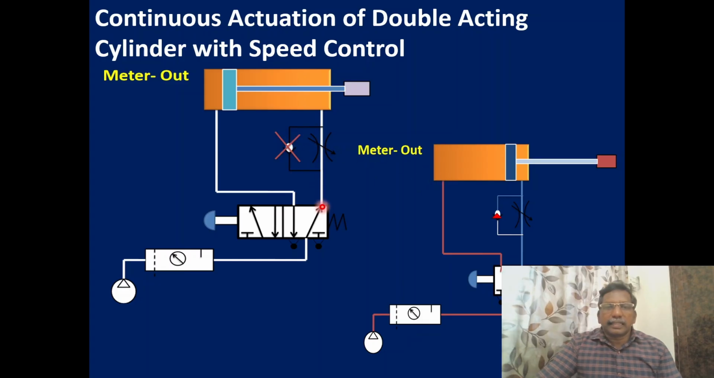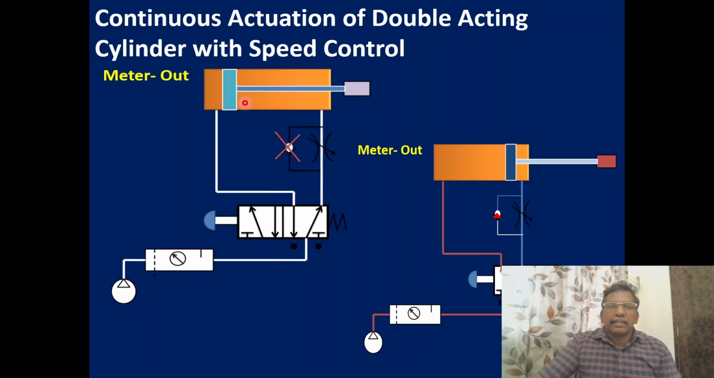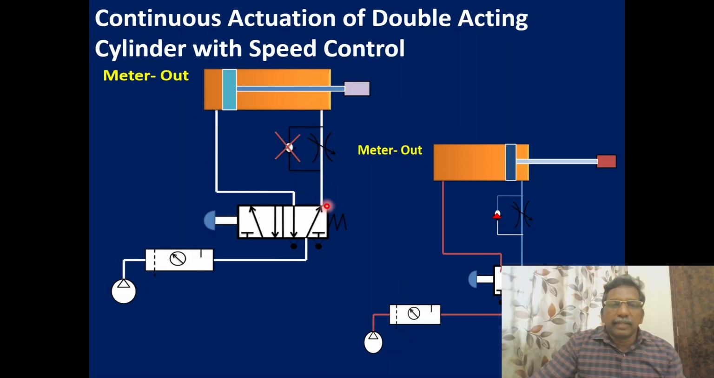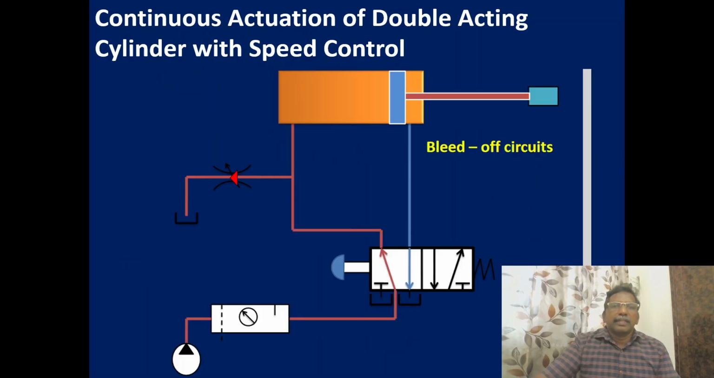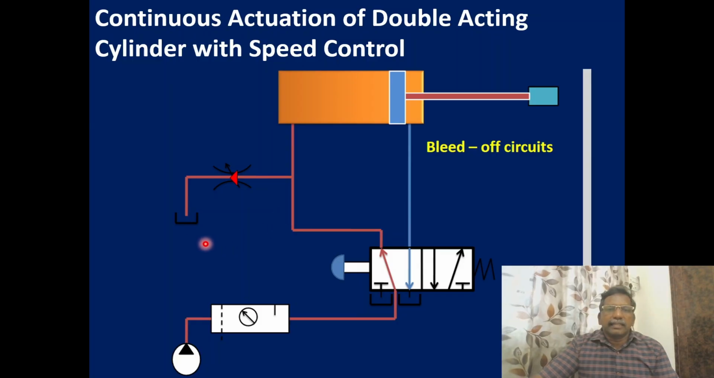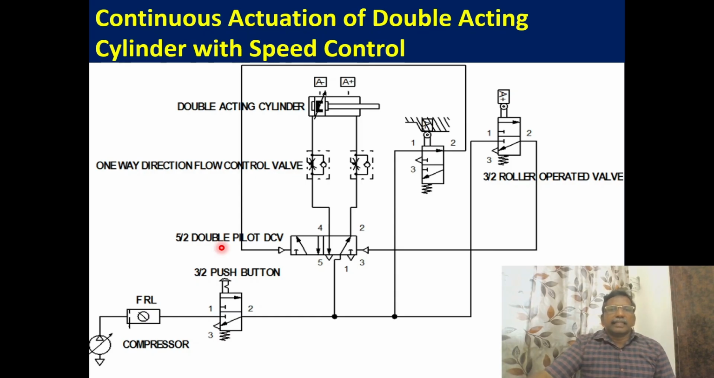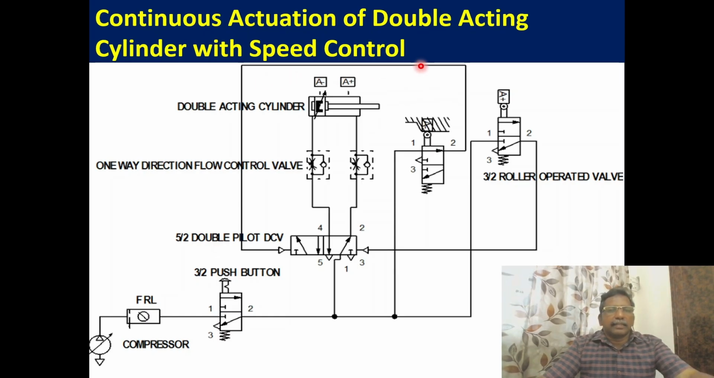So here restricted flow for retraction. So you know when the extension occurs, there is a restricted flow. So it won't allow the fluid to come inside, that means going out. Similarly, when you are sending the retraction also, we can have a restricted flow. Bleed off means directly without reaching the circuit itself, I am going to open it to the atmosphere. So bleed off circuit you can mostly use for a hydraulic circuit. So you can see the continuous actuation of double acting cylinder with the speed control.